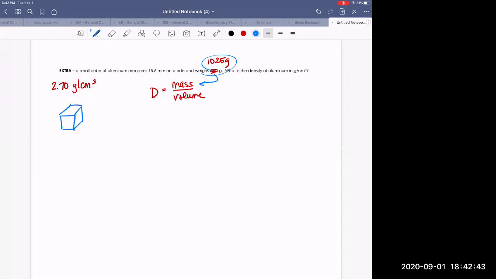The good news is the mass was given to us directly, and we weren't given the volume, but we were told that we had a cube that measured 15.6 millimeters on each side. So I know if I've got a cube, I can use a volume equation, which is length times width times height, to give me my volume. And again, it's going to have units of millimeters cubed. And I know that I can get to centimeters cubed by using a relationship that's a tenfold difference.